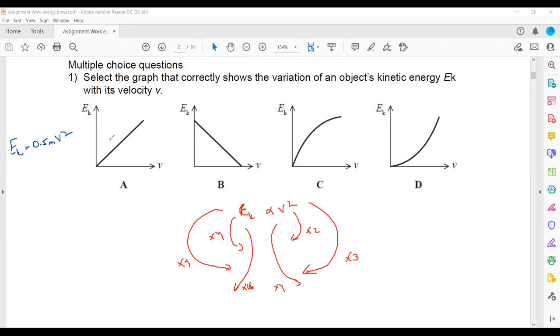A linear relation would apply if the formula for kinetic energy was Ek equals 0.5 mv. In that case, the variation would be directly proportional. It should be A, but it cannot be A. If speed is doubled, kinetic energy is 4 times. If speed is tripled, the kinetic energy will be 9 times. That's why D is the right answer. Is it clear? Discussion: the variation of the kinetic energy of an object with velocity v.